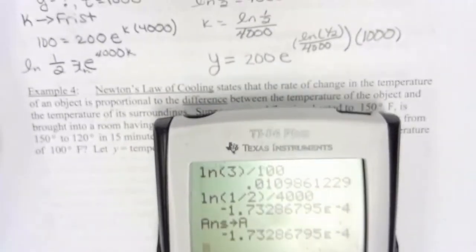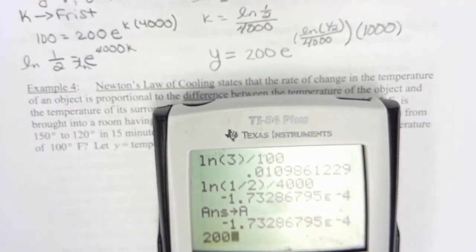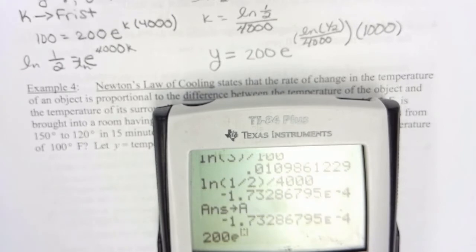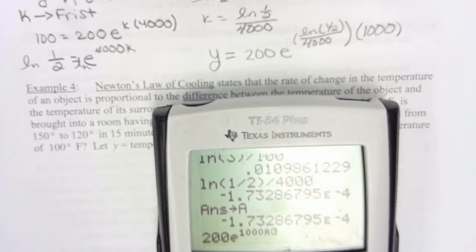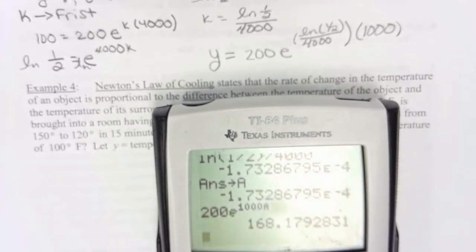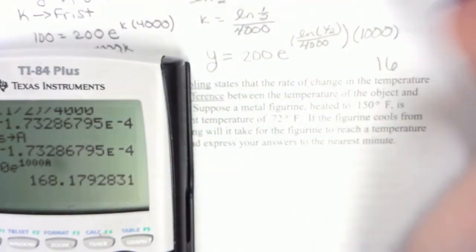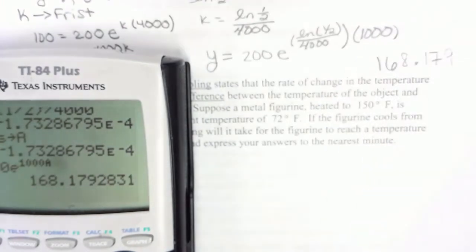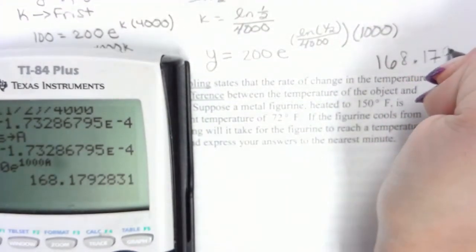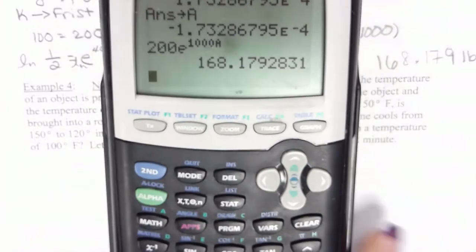So I just stored that value as A. The reason why this helps is because when I plug this in, I'm going to put A right here. So I go 200 e, and then I'm going to have 1,000 times A. So instead of dealing with all those parentheses, I'm going to put the value of A in there and enter. And there is my answer. So we are left with 168.179. Don't forget your units. This is talking about pounds. Okay, so a couple of tricks here with that store button.